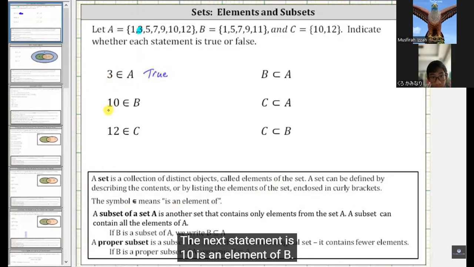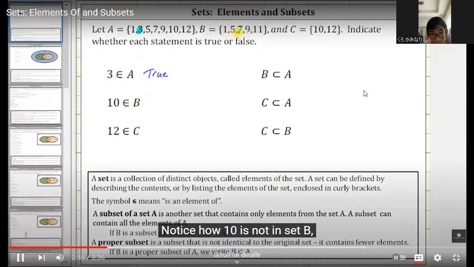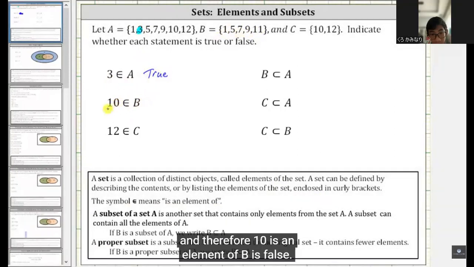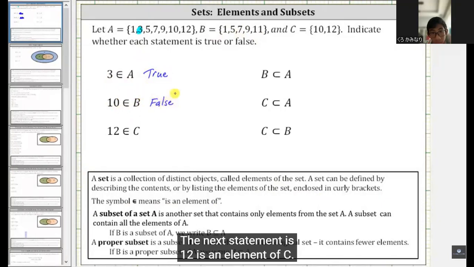The next statement is 10 is an element of B. So now we look at set B and see if 10 is in set B. Notice how 10 is not in set B, and therefore 10 as an element of B is false. The next statement is 12 is an element of C. Looking at set C, notice how 12 is in set C, and therefore 12 as an element of C is true.